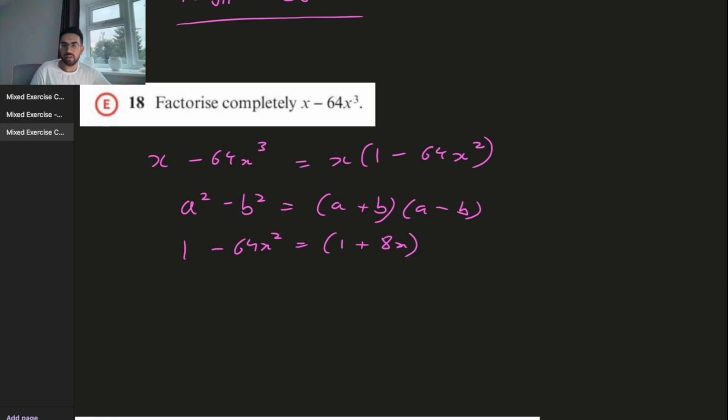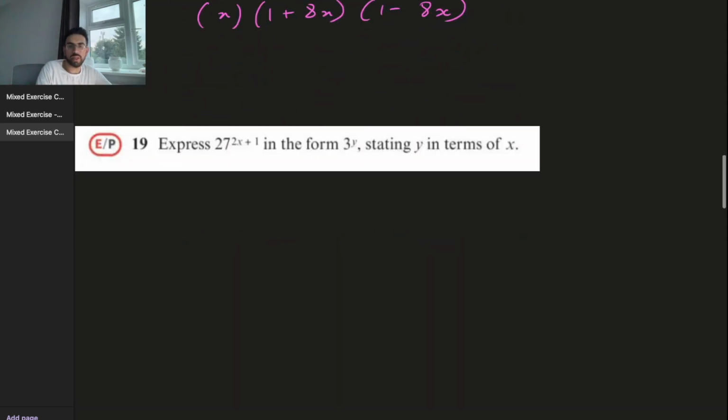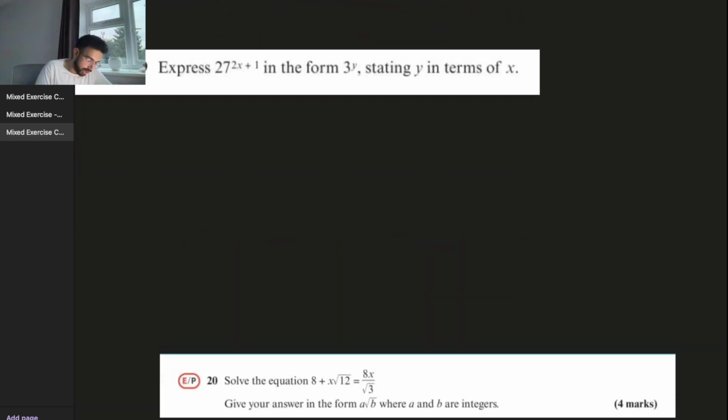Okay, so putting that all together, we get x, 1 plus 8x, and then 1 minus 8x. Let's move on to question number 19. We've got to express 27 to the power 2x plus 1 in the form 3 to the y. Now, please be aware of this question. Questions like this have been known to come up, so it is something that you should be aware of. At a first glance, it looks very difficult, but let's get straight into it.